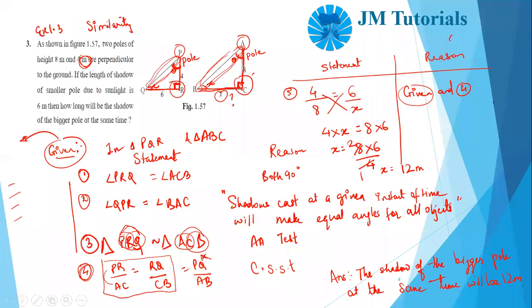Okay, is it clear with everyone? So what we did, we proved them similar, then we wrote the CSSTs, then inside the CSST we put the values, and I got my final value of x. Is this clear? Anyone has a doubt in this? Okay, anyone has a doubt in this?